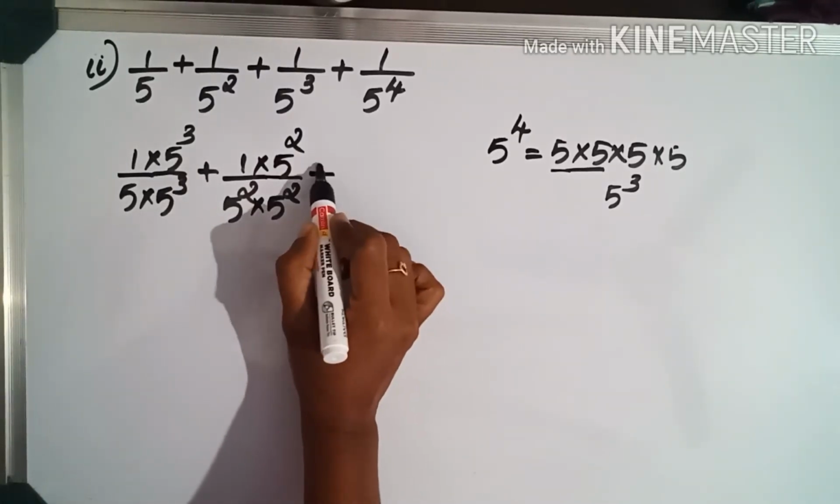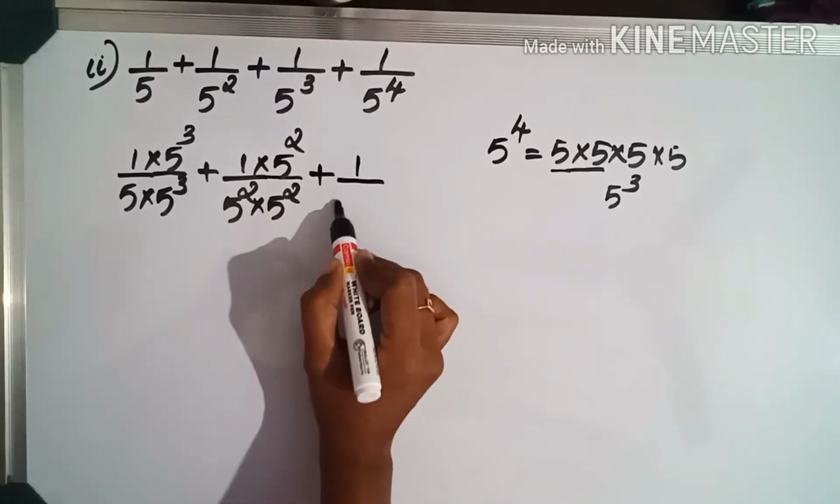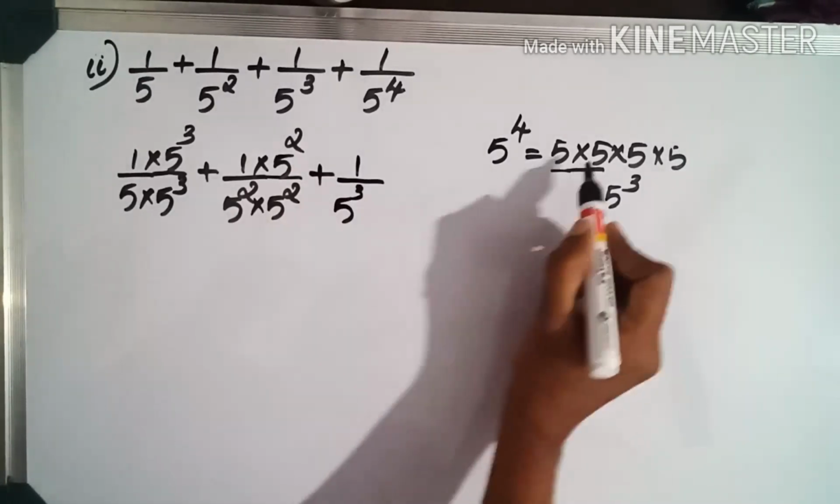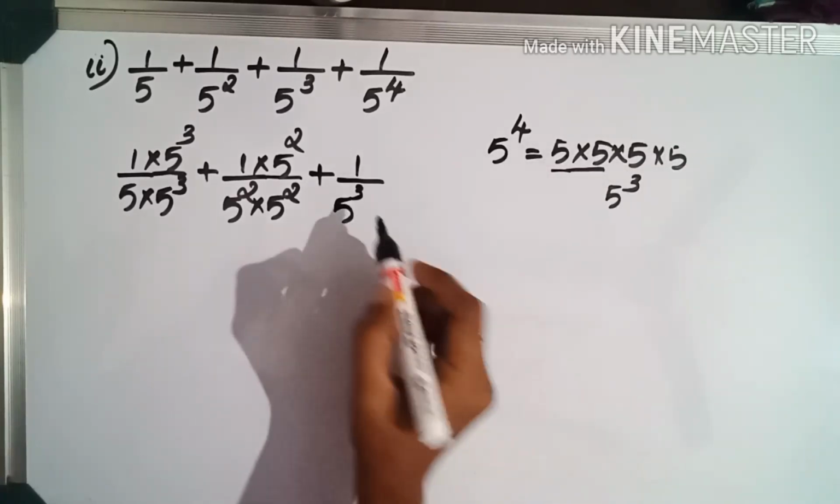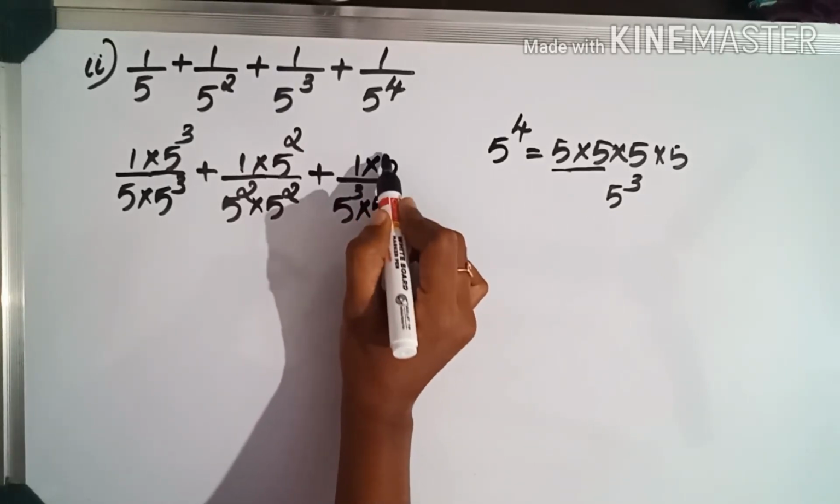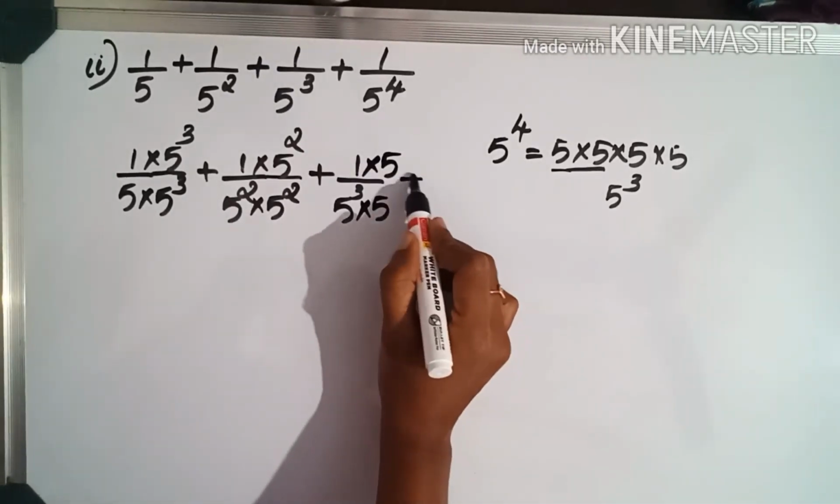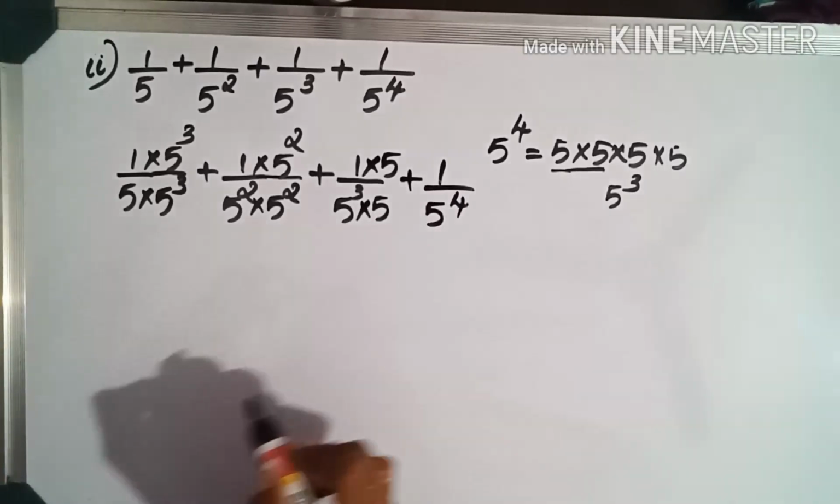Plus next is 1 by 5 cube. 5 cube means 5 into 5 into 5, 3 5s here, only one 5 is missing. So here into 5 is enough, and in the numerator also into 5. Last is no change. That is 1 by 5 raised to 4.